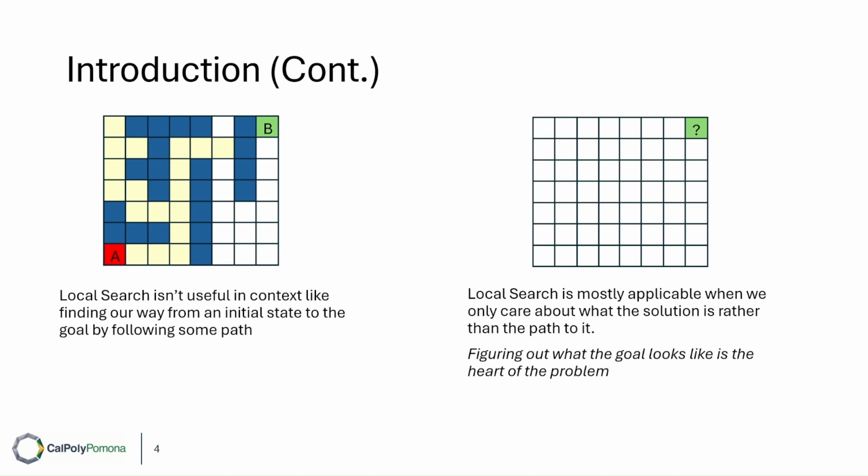Local search isn't useful in contexts like trying to find a path from our initial state to the goal state, like A star or any of the pathfinding algorithms. But local search is very applicable when we only care about trying to find a solution rather than the path to it. And in these algorithms, we don't know what the goal looks like, and figuring it out is actually the heart of the problem.